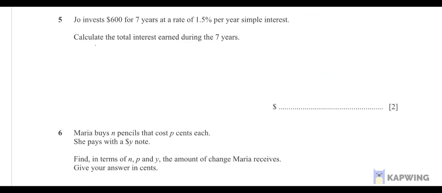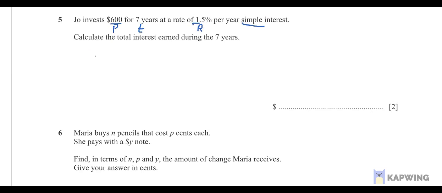Question number 5. Joe invests $600 for 7 years at a rate of 1.5% per year simple interest. The interest is simple. Calculate the interest earned during 7 years. Now the amount that is invested is called the principal. This is the duration for which it is invested, the time. This is the rate of percentage, at which rate the interest will be charged.